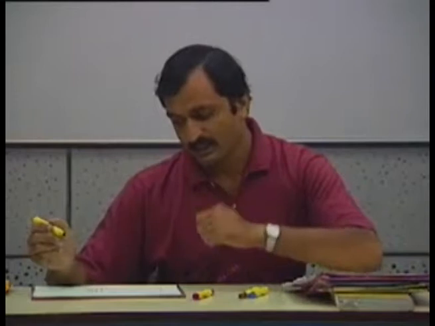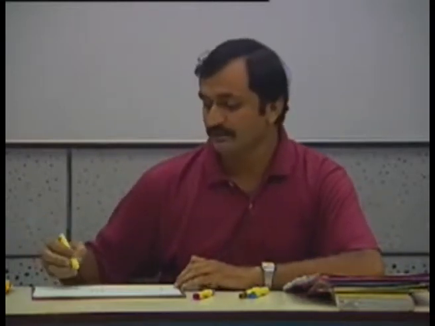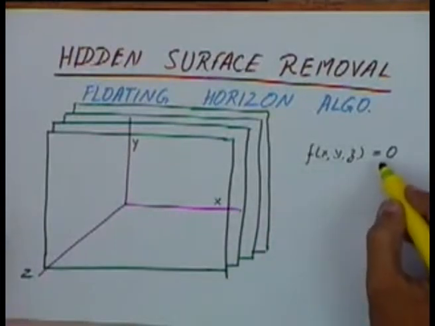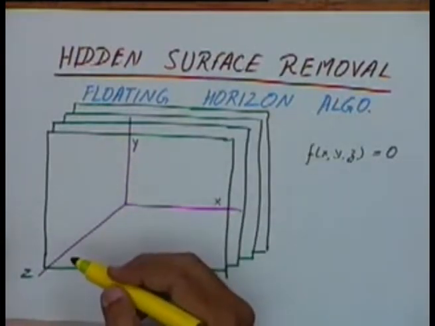Today we will talk about the floating horizon algorithm for hidden surface removal. If you remember, last time I mentioned that if you have a curve or a surface of the type f of x, y, z equal to 0, then we can use this floating horizon algorithm.